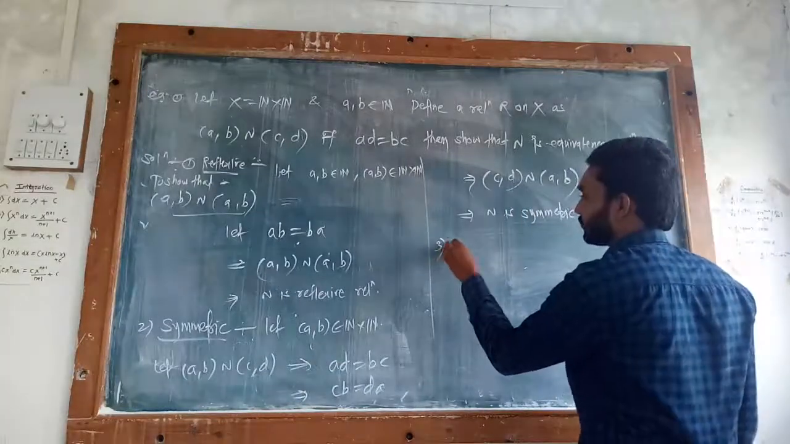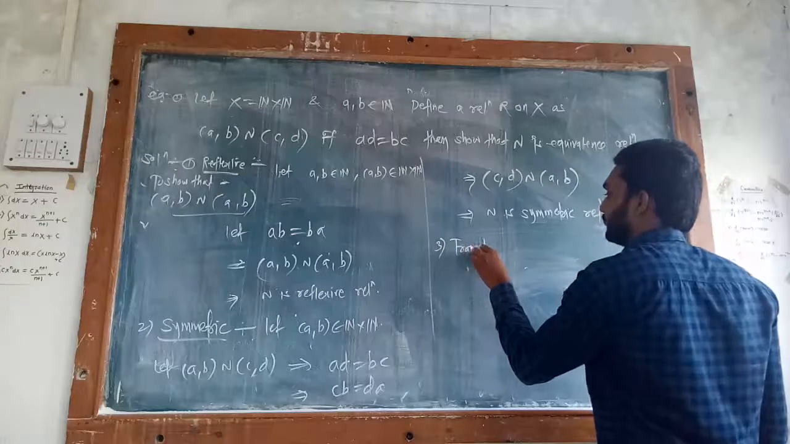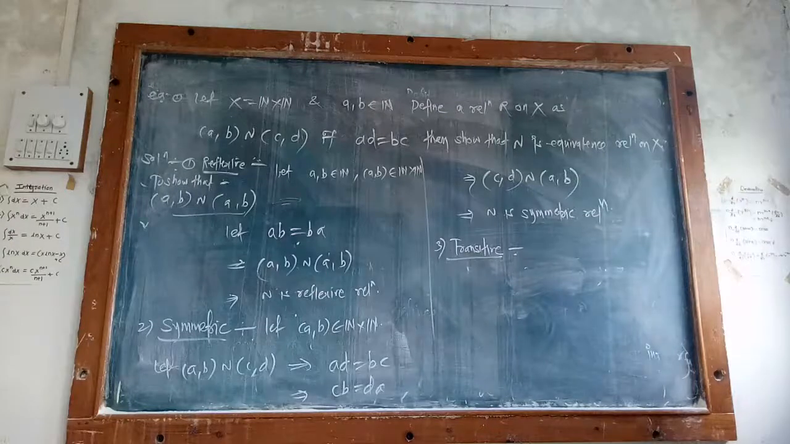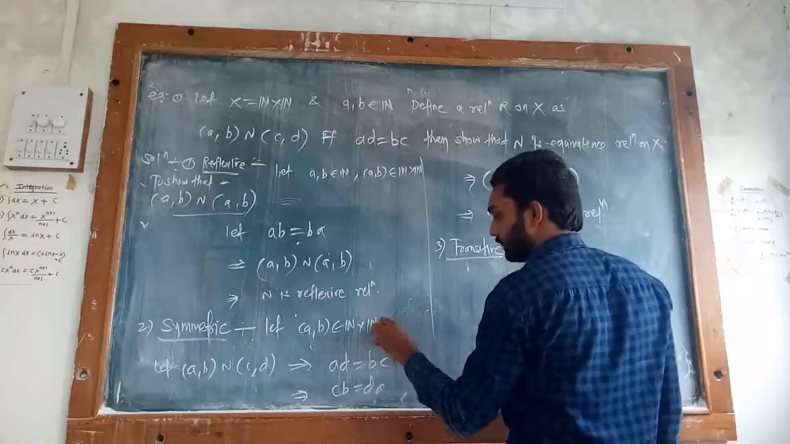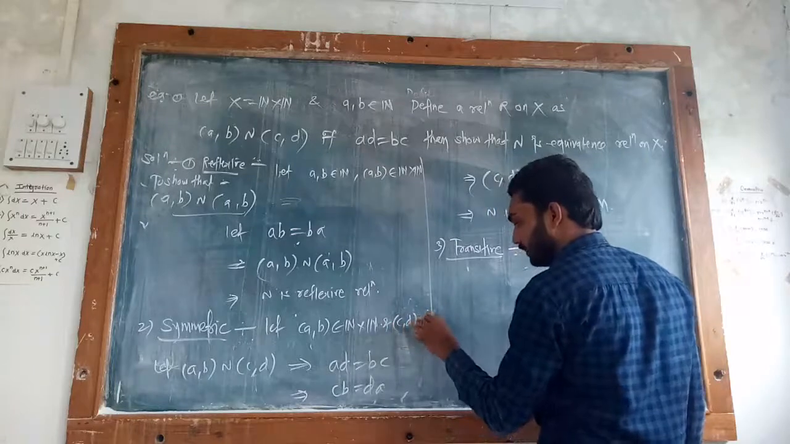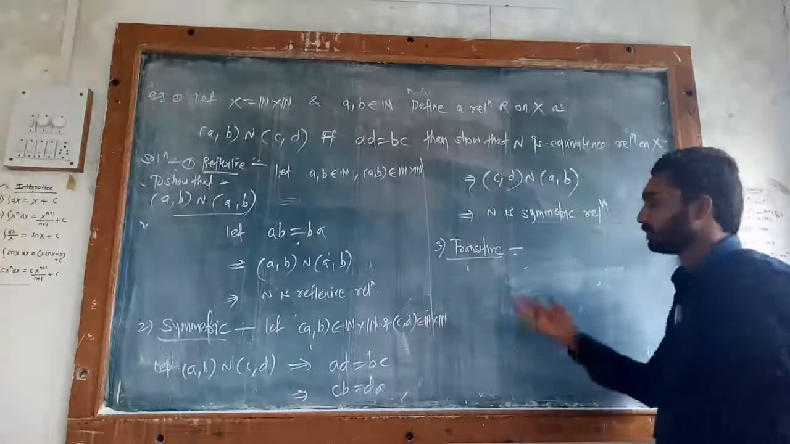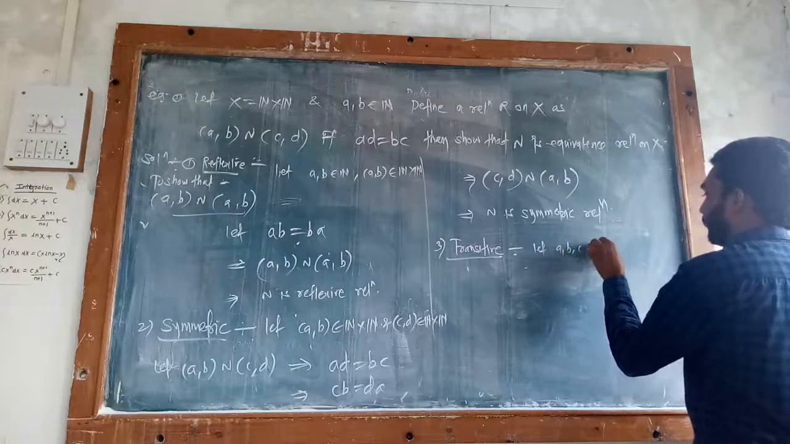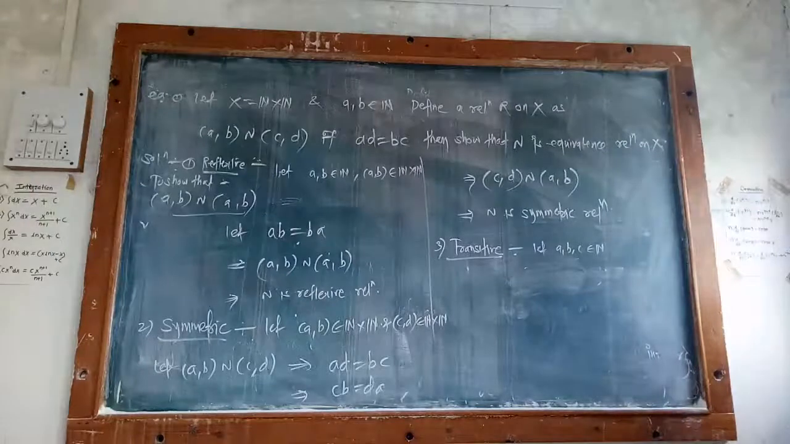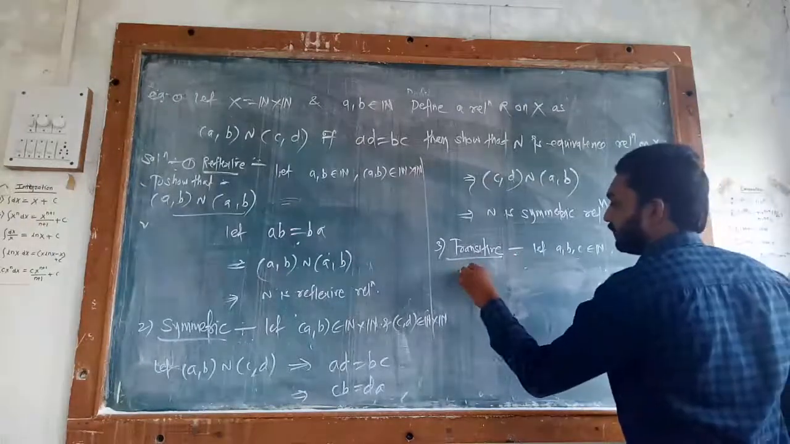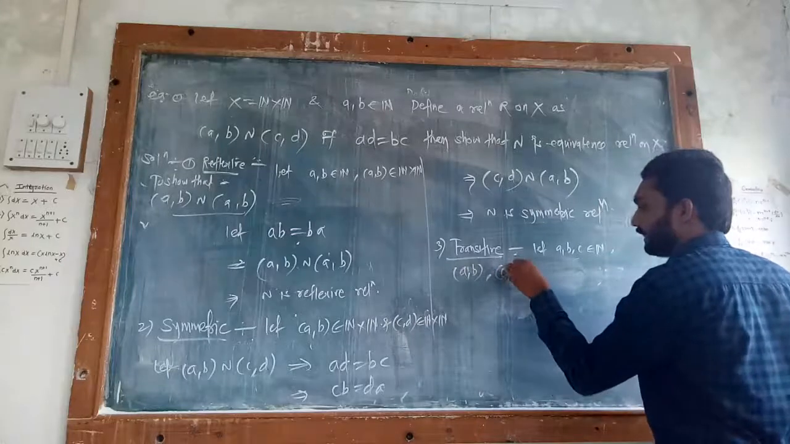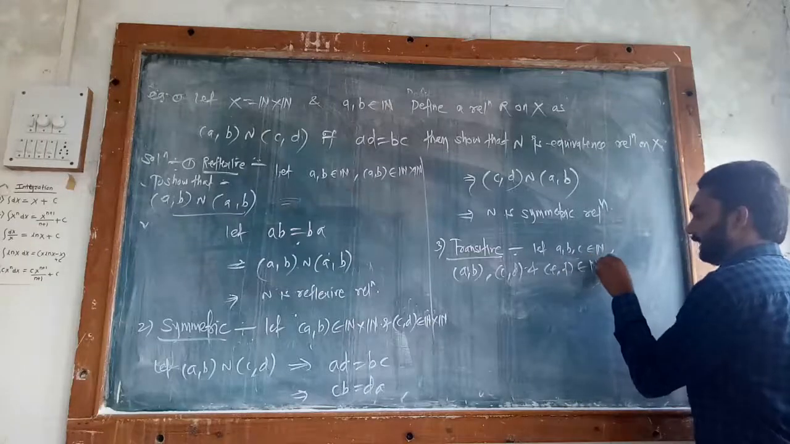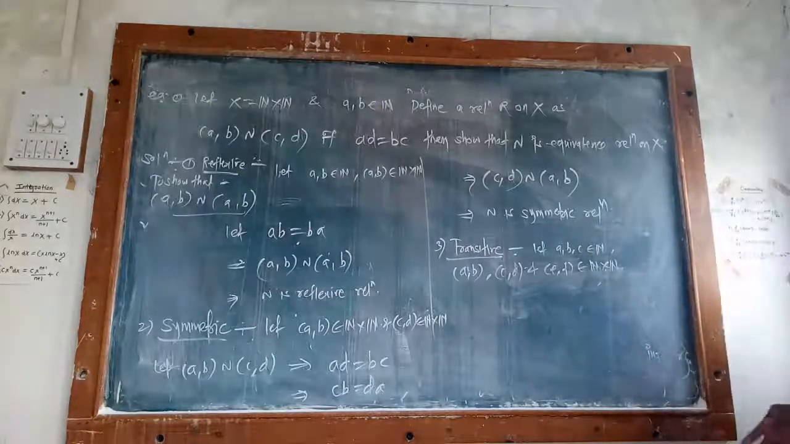Your last, third one, is the transitive relation. So the last, third case is transitive relation. Your (A, B) is also a member of N cross N, and (C, D) is also a member of N cross N. So for transitive relation, let A, B, C all be natural numbers, and (A, B), (C, D), and (E, F) all be members of N cross N.